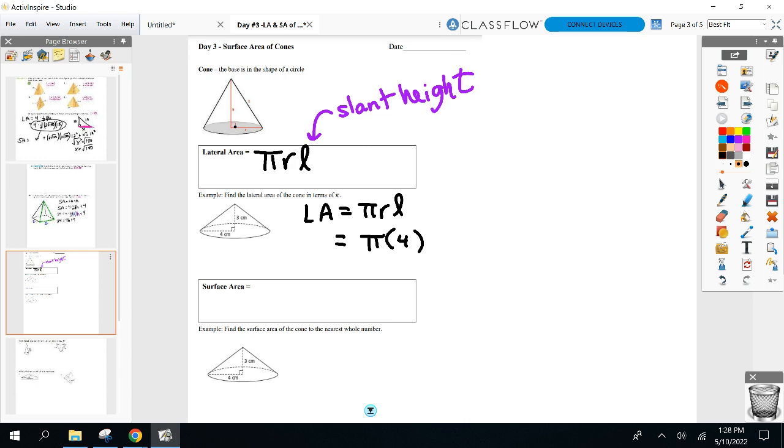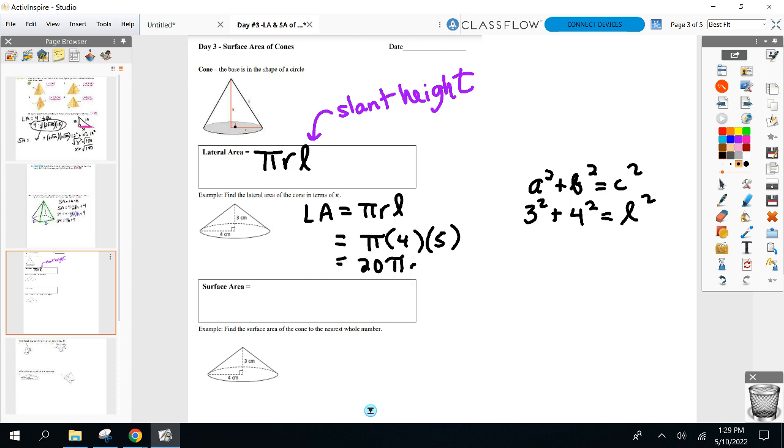Pythag. We're done. A squared plus B squared equals C squared. Height and radius are A and B. Slant height is C. Anybody know this combo? I feel like we've done it a ton this year. 3, 4, 5. Yep. There's a couple other famous combos out there too. We'll hit them today. Just leave it in terms of pi. So 20 pi, don't leave it naked, centimeters squared.